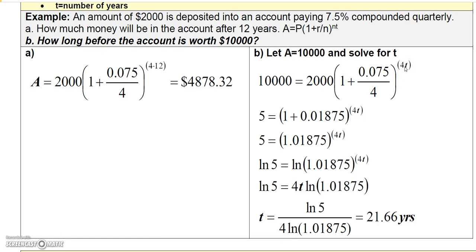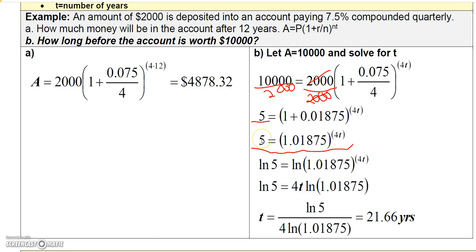So the first thing I'm going to do is divide both sides by 2,000. If I divide here by 2,000, that will make that 2,000 go away. And if you divide this by 2,000, 10,000 divided by 2,000 will just give me 5. Now, it turns out that 0.075 divided by 4 is actually 0.01875. So let's add these two together, and we'll get 1.01875.